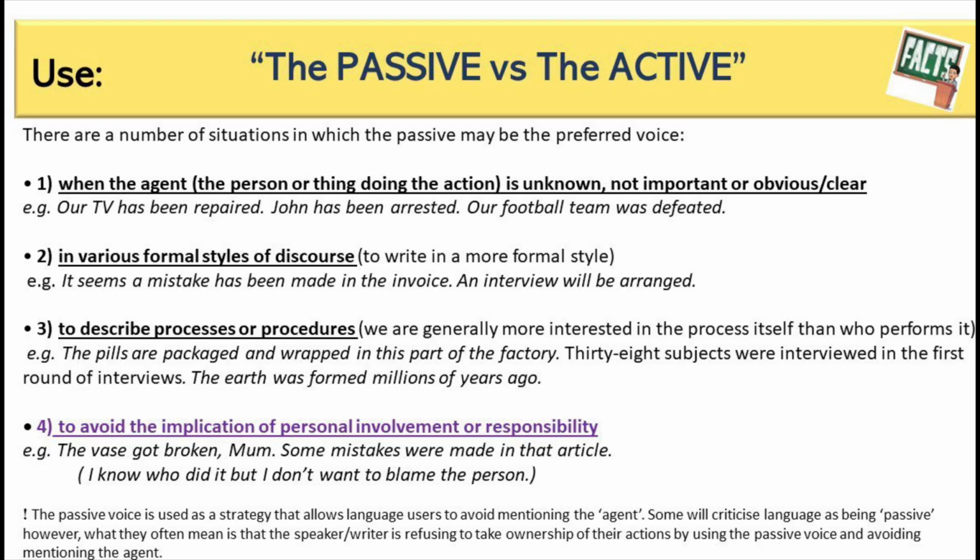And the last one? To avoid the implication of personal involvement or responsibility, for example, the vase got broken, Mum, some mistakes were made in that article. I know who did it, but I don't want to blame the person. Some people will use the passive as a strategy that allows language users to avoid mentioning the agent and taking the ownership, and some people will criticize it. And I think this is what is happening in the language these days. Languages are constantly changing. They are flexible. And I think it's good to know about this.